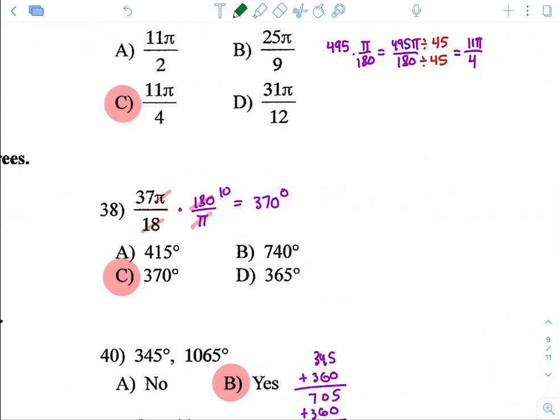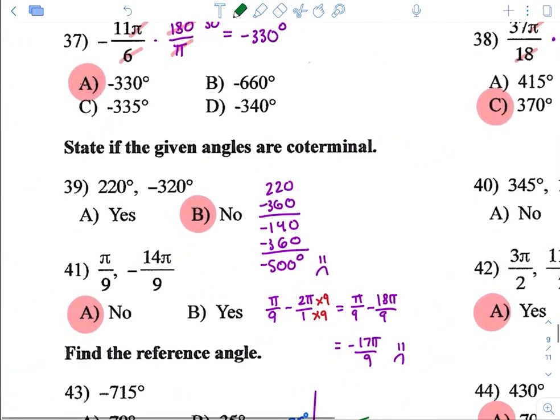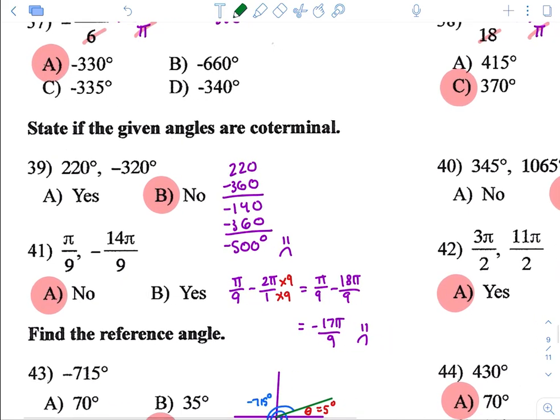38 multiplied by 180 over pi, so the pi's cancel, and then the 18 cancels with the 180. That gives us 10, so 37 times 10 is 370 degrees. Now, state if the angles given are coterminal.